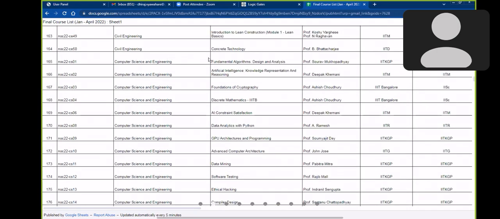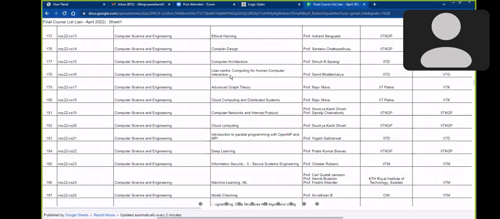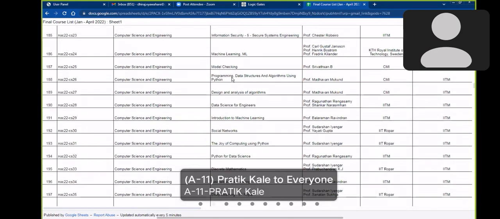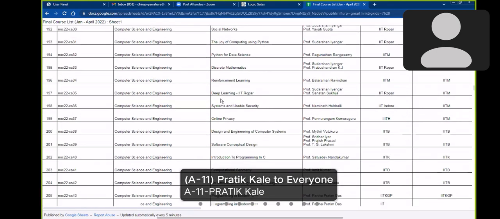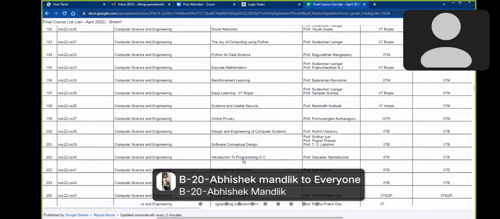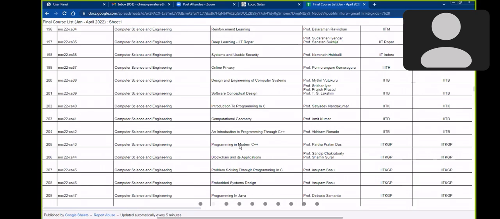What is the course that is important nowadays? That is, suppose, introduction to C language. Suppose we look for that, is it there in the list? Introduction to programming in C. Is it there? This is the course at 204, introduction to programming in C. 202, sorry, 202. Problem solving through programming in C.